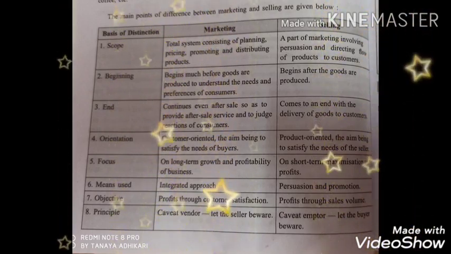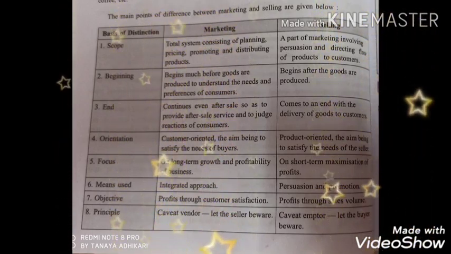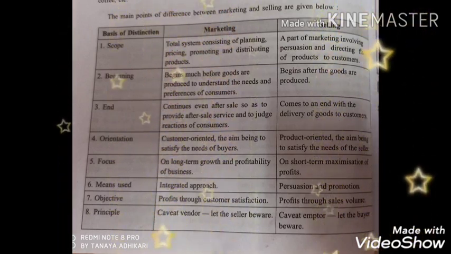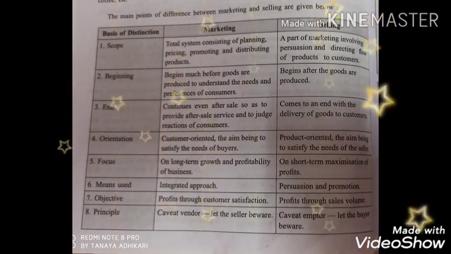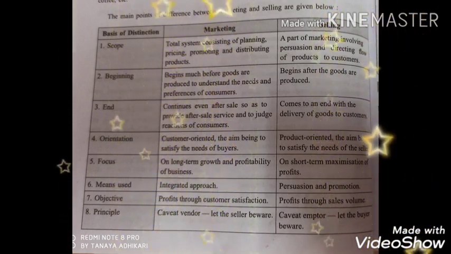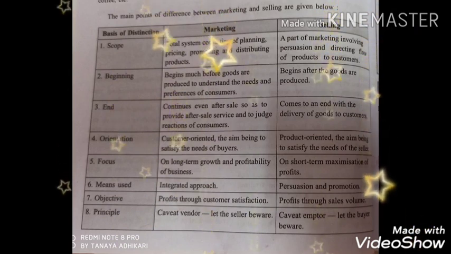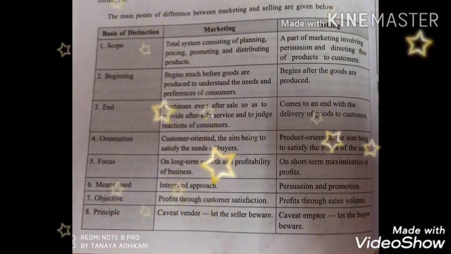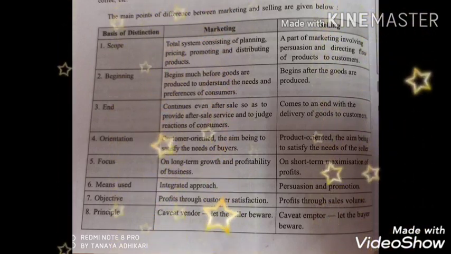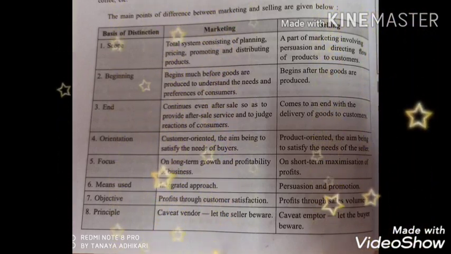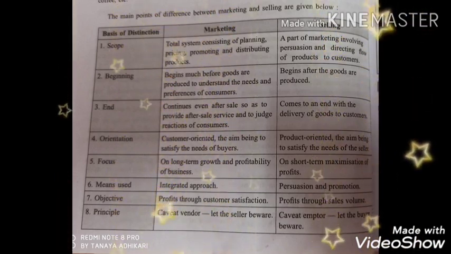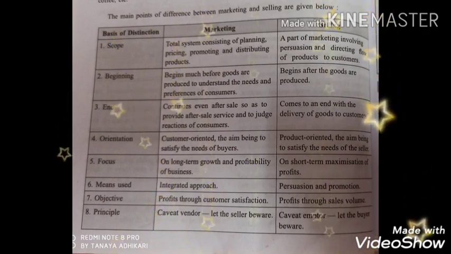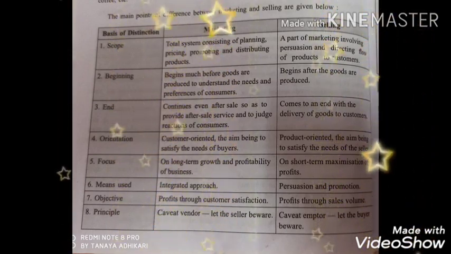So there's a difference between marketing and selling in the beginning, because in the case of marketing, it has to be decided before the product is produced. We have to do the planning before the product is produced, and after the product is produced, we have to do the promotion. But in the case of selling, we only have to think about selling the product. Okay, so next, what is end? The next distinction is end. What happens in the case of end?